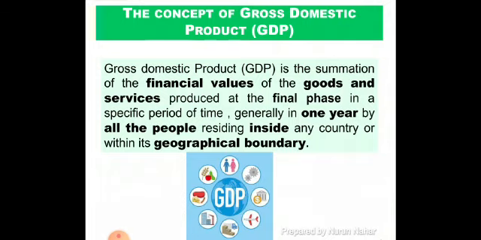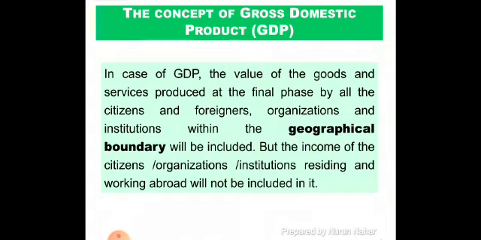That means, inside the geographical boundary of a country, some people are living. Whoever they are, the citizens or the foreigners, if they are engaged in the production activities, their produced goods and services will be considered in the GDP. So in case of GDP, the value of the goods and services produced at the final phase by all the citizens and foreigners, organizations and institutions within the geographical boundary will be included. My dear students, I think you have observed geographical boundary is the most important thing in case of calculating GDP.